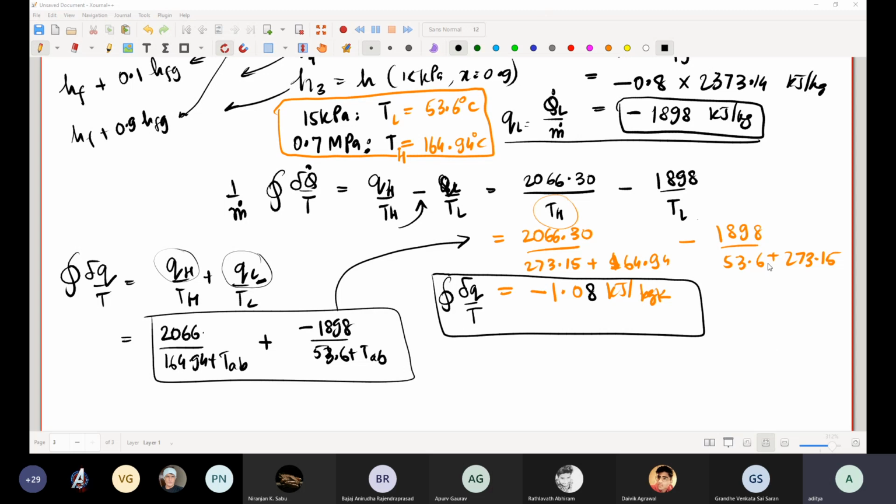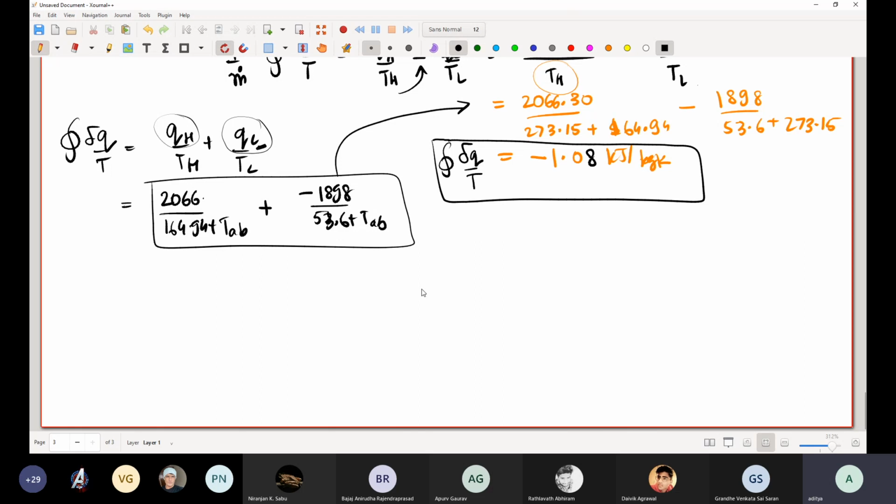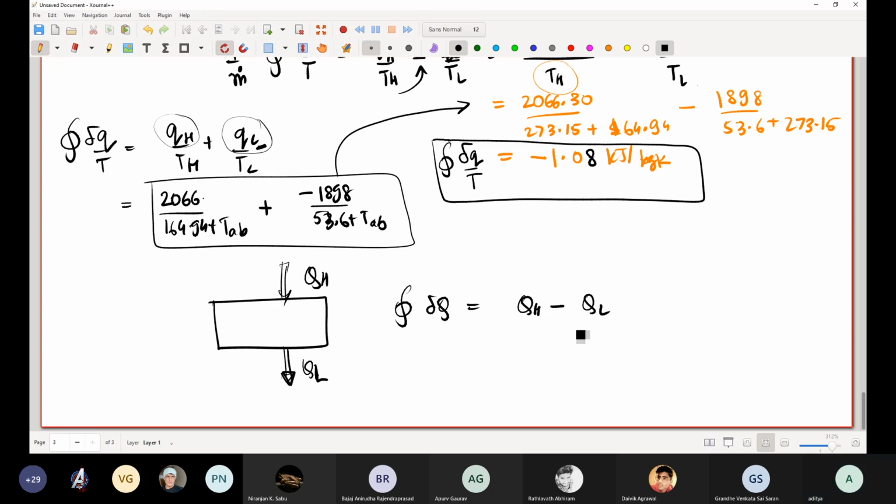In order, you have not understood, so I'm gonna show it to you through another illustration. Suppose heat comes in, heat goes out. QH, QL. I have drawn the sign over here. So when you do integral del Q, you automatically do QH minus QL.